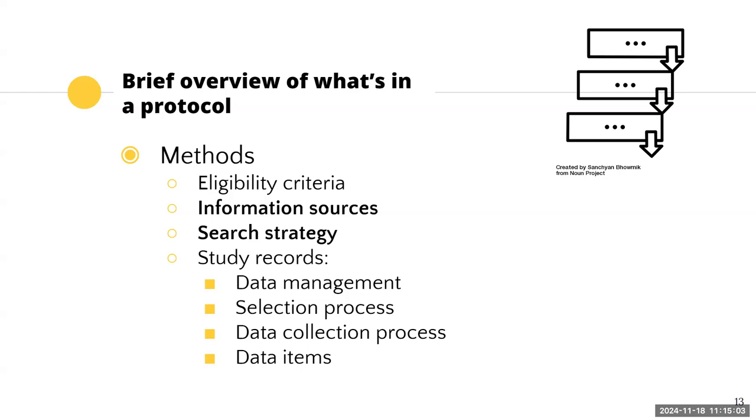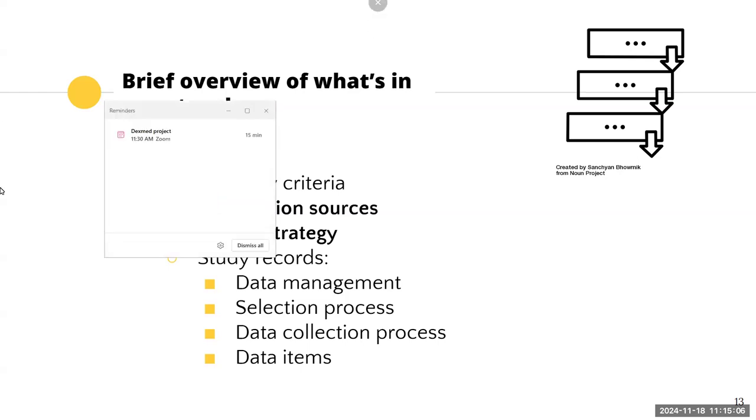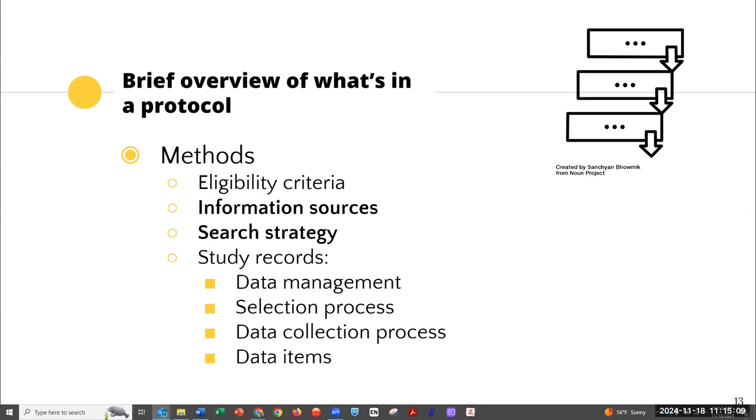Those information sources, I often go over with the team also to clarify what databases we're going to be searching, what other sources, what gray literature resources we might look for, and then the search strategy. So usually there's a paragraph describing how you've developed the search strategy, if you plan to have the search strategy PRESSed, which is that peer review of electronic search strategy. I don't know if folks are familiar with that article and the method to PRESS a search, but that's something that I highly encourage you to do and familiarize yourself with.